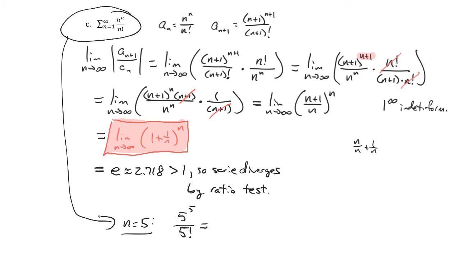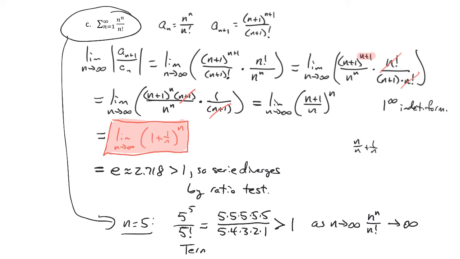Let's think about what this means. When you raise something to the 5th power, it means you have 5 factors of that. So we're going to have 5 times 5 times 5 times 5 times 5. In the denominator, 5 factorial is 5 times 4 times 3 times 2 times 1. I don't think it takes too much to convince us that this is greater than 1. In fact, as n goes to infinity, n to the nth divided by n factorial also goes to infinity. Because the terms do not approach 0, the series diverges by the divergence test.